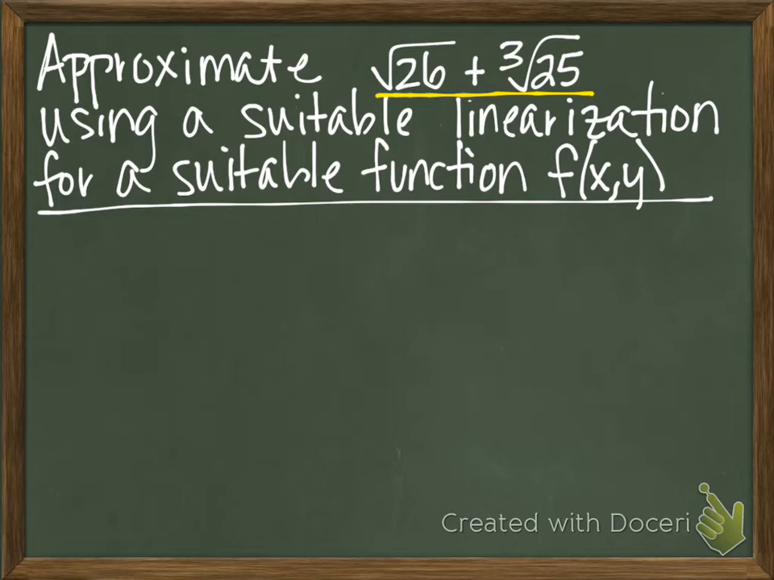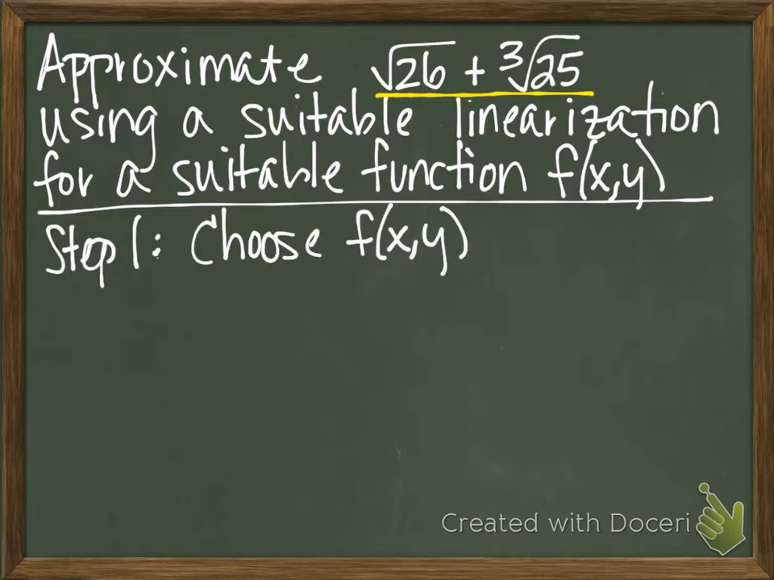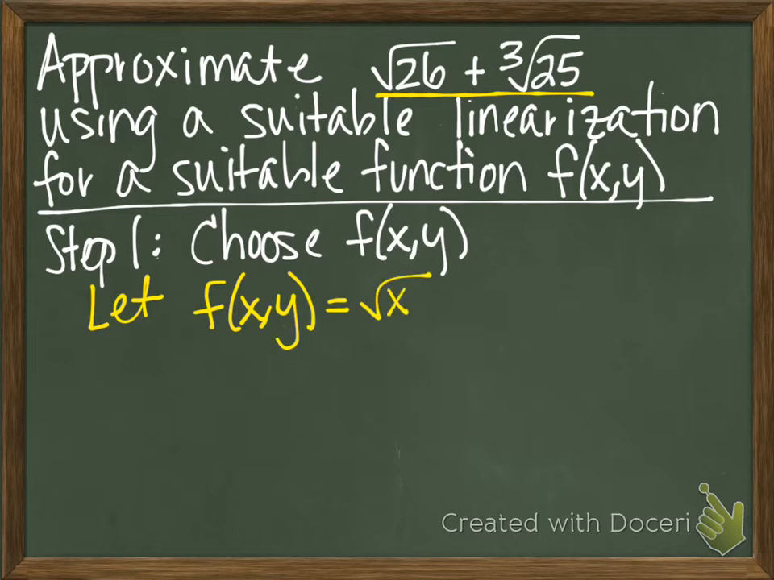Now we want to see if we can do even better. The first step in a problem like this is to pick a function, f of x, y, that we can use to help us approximate this number. Notice, I'm taking the square root of a number, and then adding it to the cube root of a number. So a simple option is to let f of x, y be the square root of x plus the cube root of y. There are different options, but this is the function that makes the most sense given the form of the number we're trying to approximate.